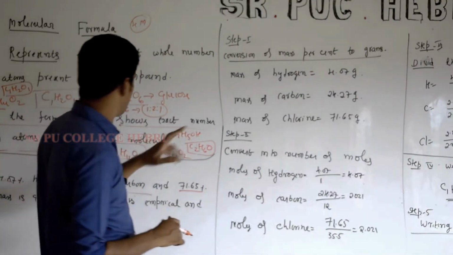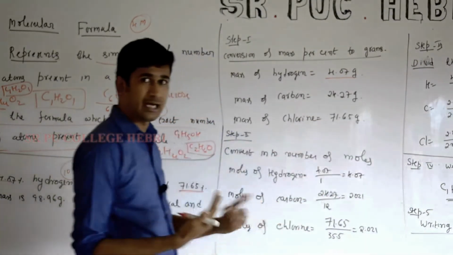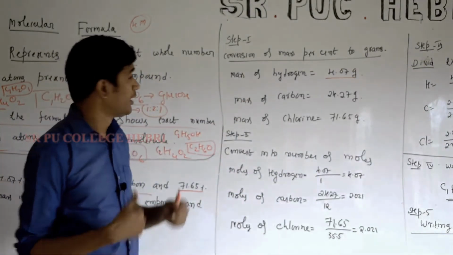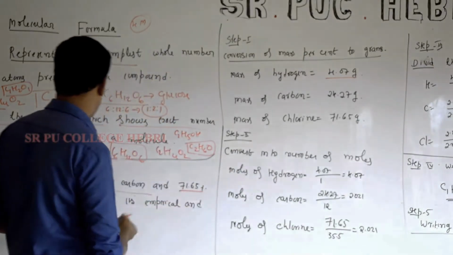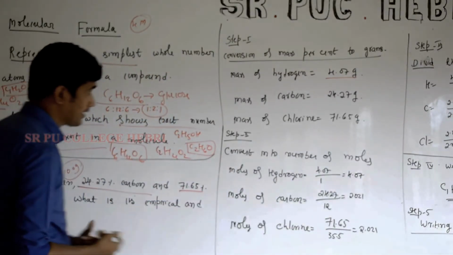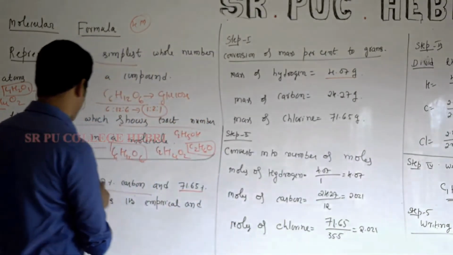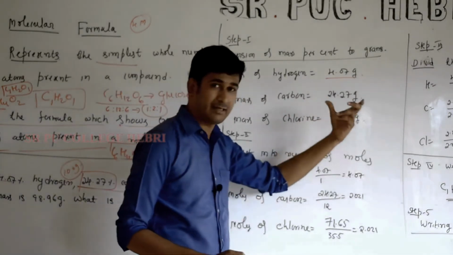ಅದಕ್ಕೆ ಏನು ಮಾಡಿ ಈಗ ಎಷ್ಟು ಗ್ರಾಮ್ ಹೈಡ್ರೋಜನ್ ಇದೆ 4.70 ಗ್ರಾಮ್. ಪರ್ಸೆಂಟೇಜ್ ಅನ್ನೇ ಗ್ರಾಮ್ ಅಲ್ಲಿ ಡೈರೆಕ್ಟ್ ಆಗಿ ಬರೆಯೋದು. ಯಾವುದೇ ಫಾರ್ಮುಲಾ ಯೂಸ್ ಮಾಡಬೇಡಿ. Don't use any formula for the conversion. Straight away you write, if 4.07% is given, you write 4.07 gram. If 24.27% carbon is given, you simply write 24.27 gram.